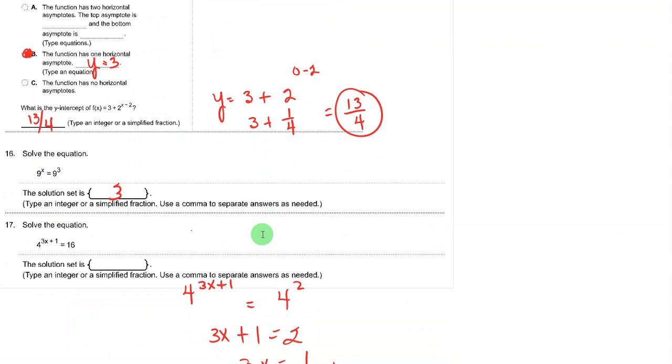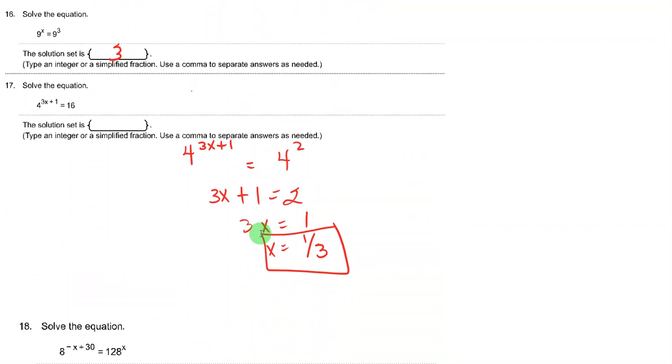You do that one. Let's get down to 16. 9 to the x equals 9 to the third. The solution set x equals 3. 4 to the 3x plus 1 equals 16. Well, we're going to write 16 as 4 squared. Then we get rid of the exponents. 3x plus 1 equals 2. Subtract 1, you got 3x equals 1, so x is 1/3.